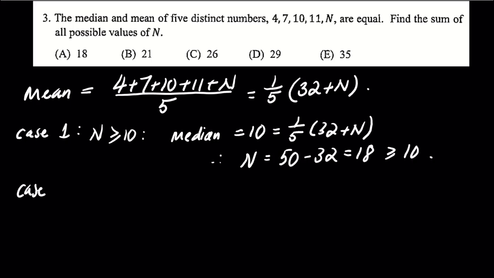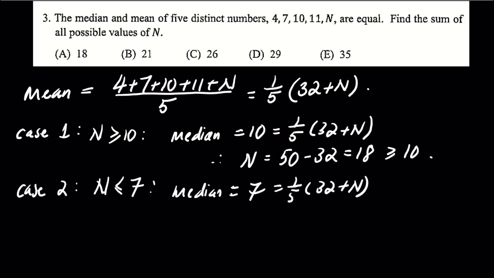If n is less than or equal to 7, then the median is 7. And so 7 equals 1 over 5 times (32 plus n), which implies that n equals 3.